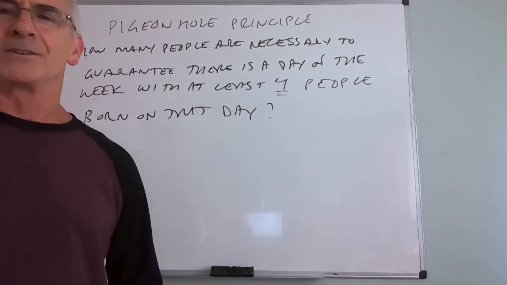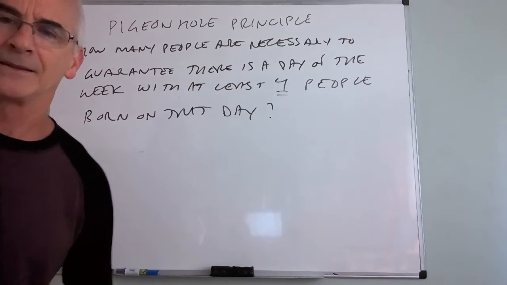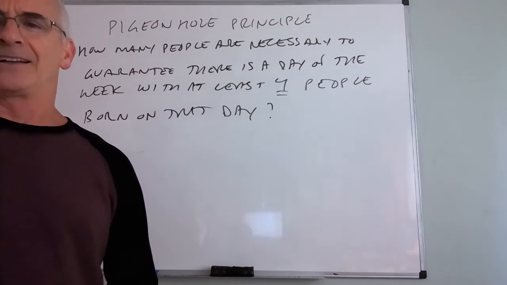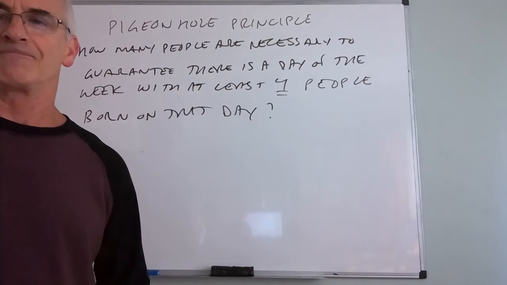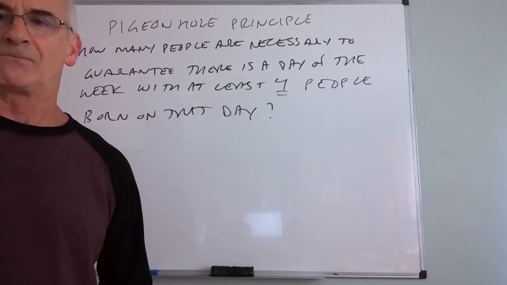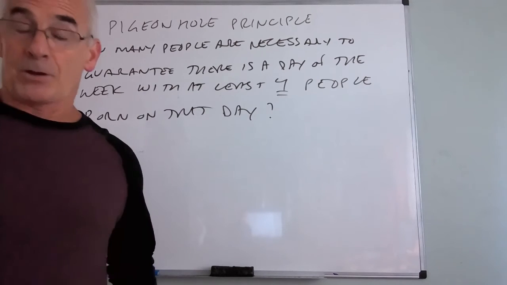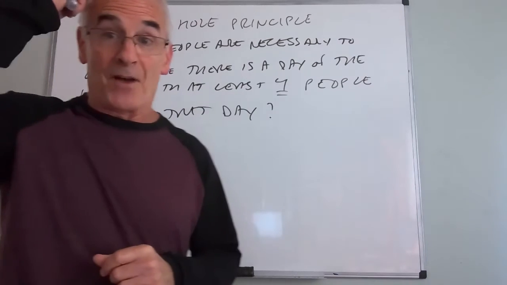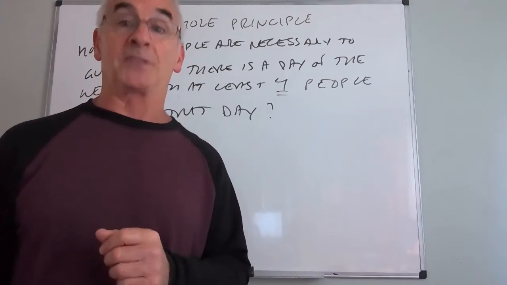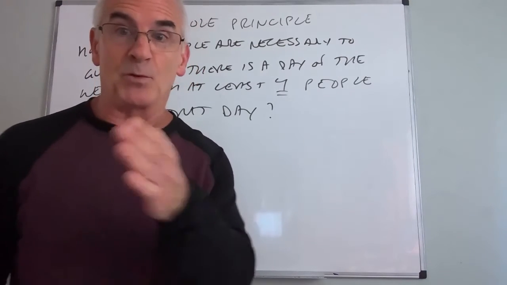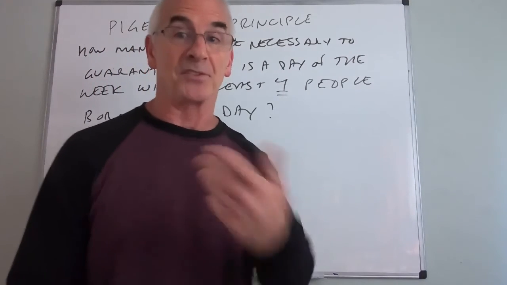Is it 22? Why? Because in order to have 3 people per day, you need to multiply 3 by 7, and then you just add 1. Okay, so if I had 21 people, do we all agree it's possible that every day of the week had exactly 3 people? That's a possibility.